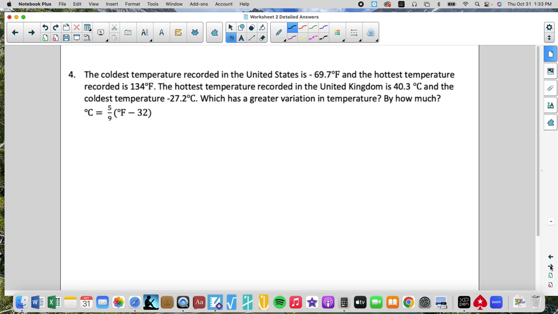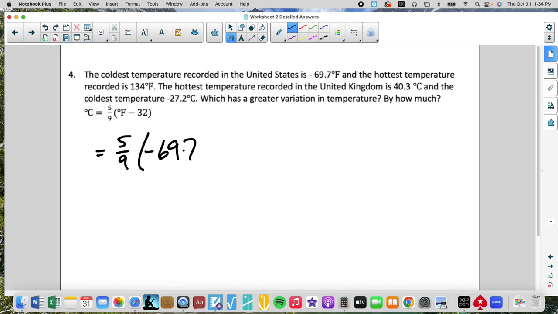Okay. Number 4, the coldest temperature recorded in the United States is negative 69.7 degrees Fahrenheit. And the hottest temperature recorded is 134 degrees Fahrenheit. The hottest temperature recorded in the United Kingdom is 40.3 degrees Celsius, which has a greater variation in temperature by how much? So we're going to plug in Fahrenheit and get an output of Celsius. So we're going to convert the United States to the UK. So we're going to do 5/9.